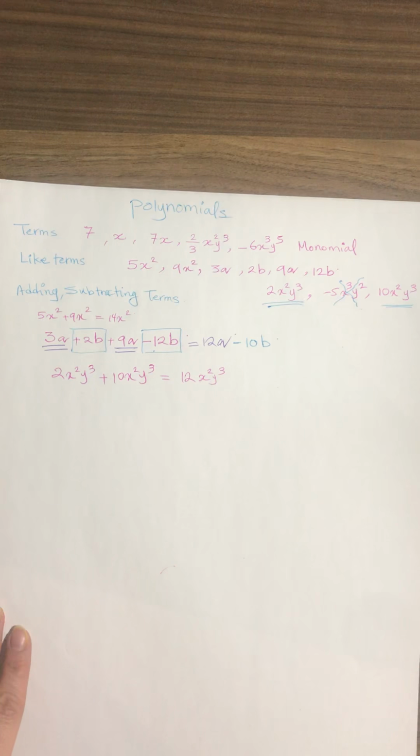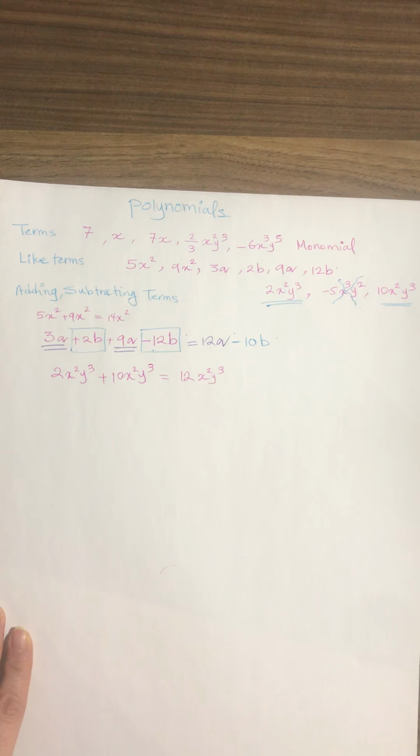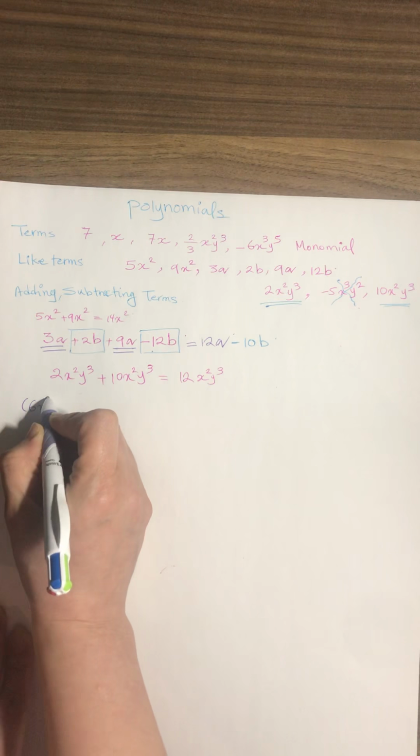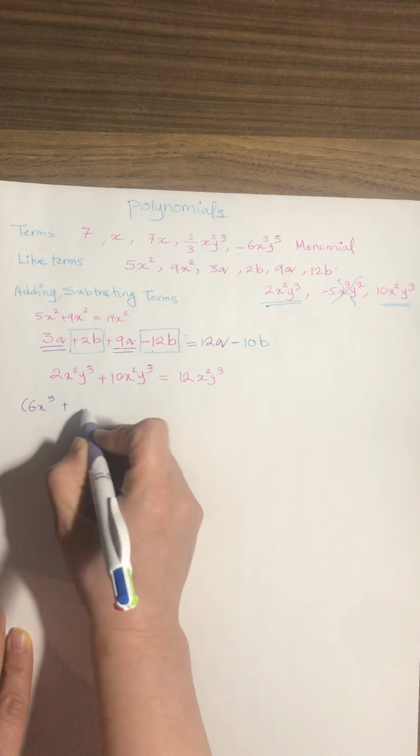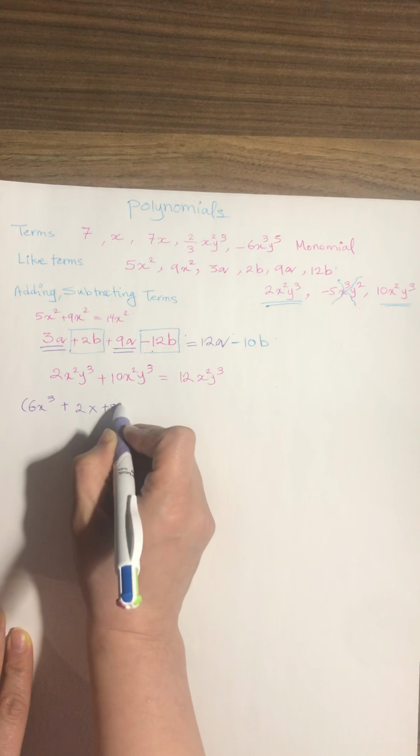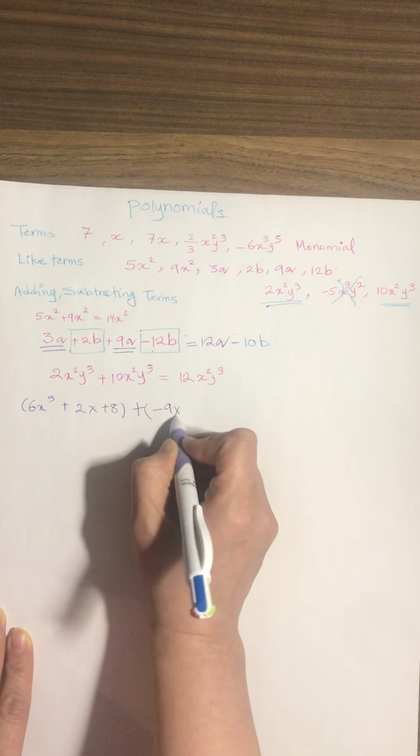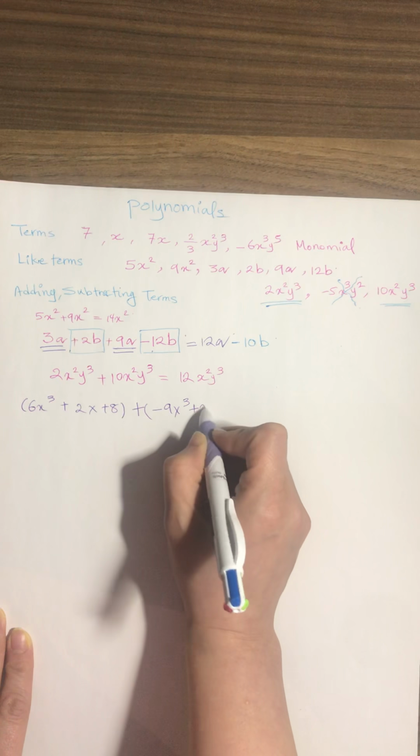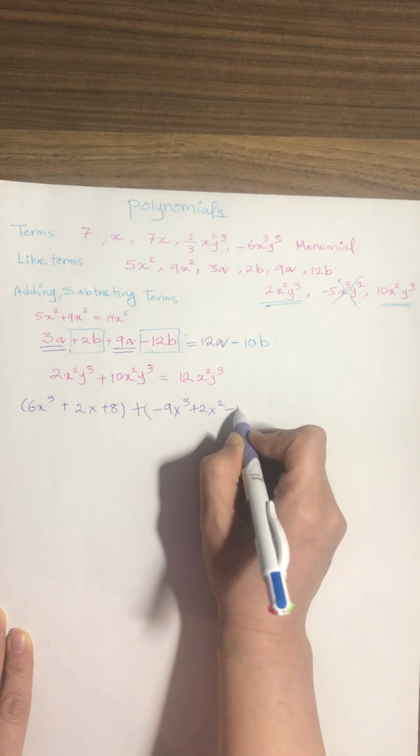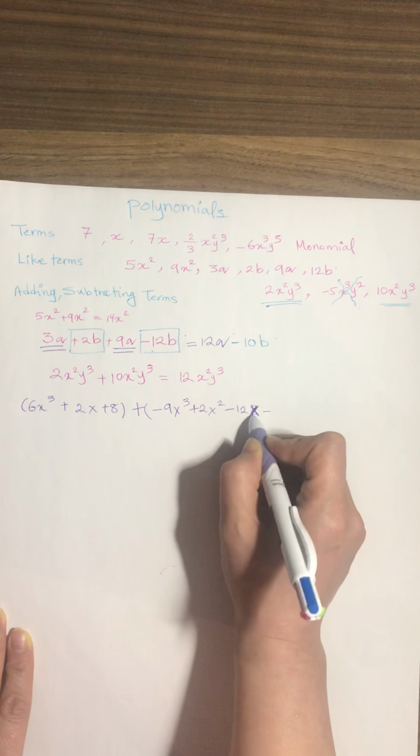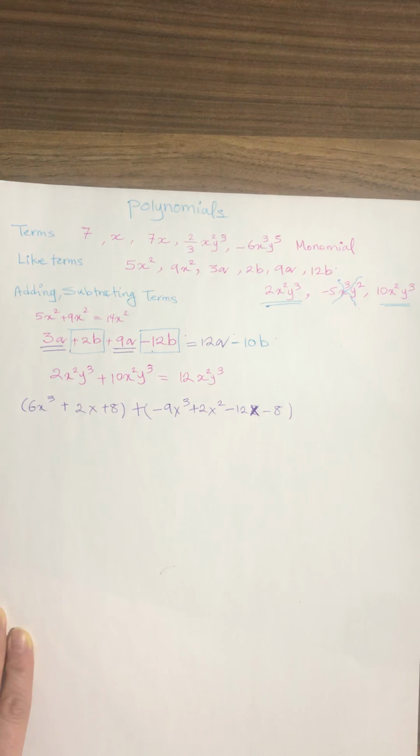Let's do an example. I'm gonna write down 2 brackets, and then let's see if you can simplify them for me. In the first bracket I have 6x³ plus 2x plus 8. And I want to add to it minus 9x³ plus 2x² minus 12x minus, that's an x, not an 8, minus 8.